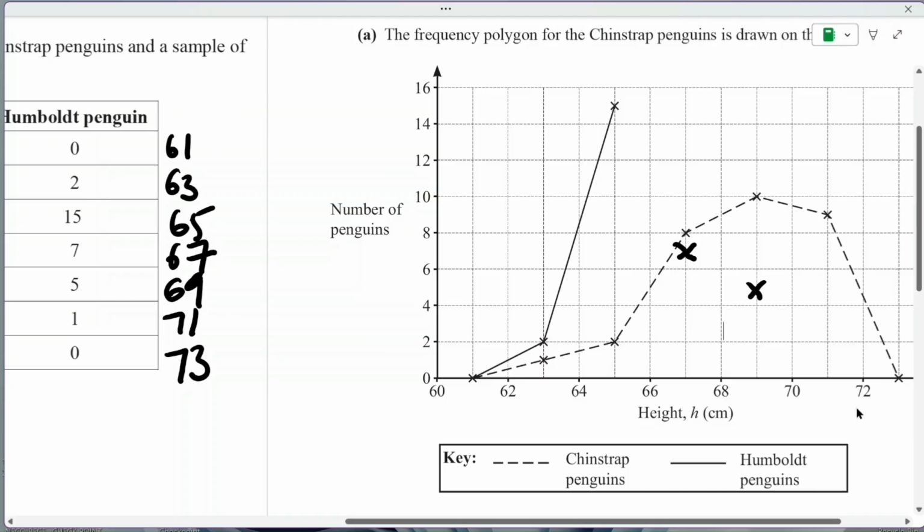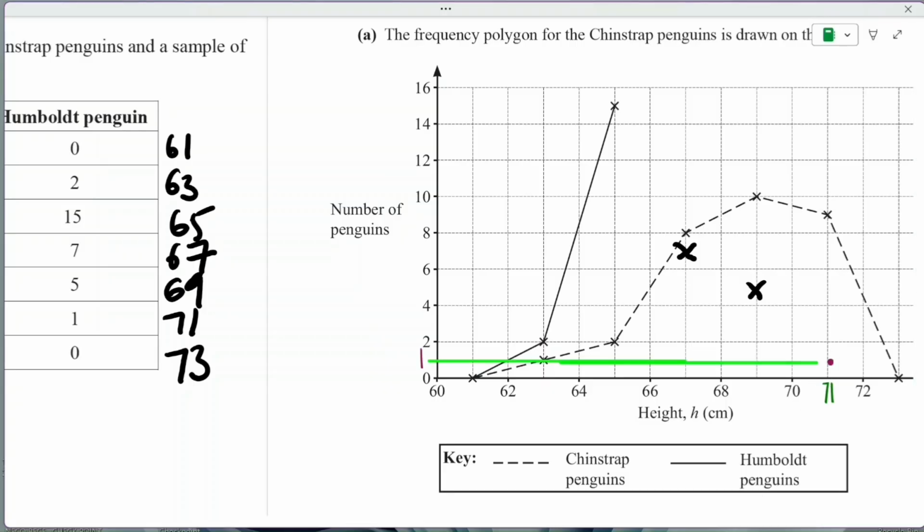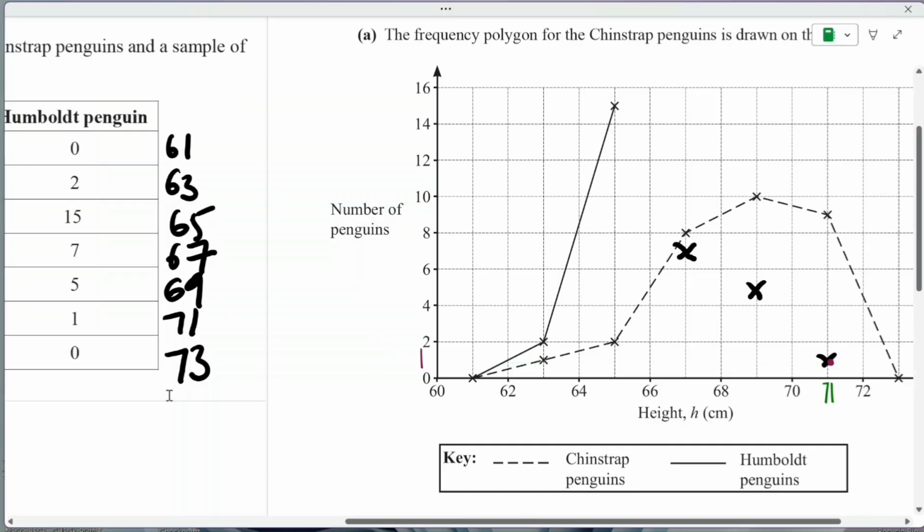In between 70 and 72, you have 71. And it's at 1. This is 0, and this first line is 2. So 1 is in between 0 and 2. So you have it here. Then the last, you have 73 centimeters. For the Humboldt, you have none. So at 73, you mark none, that's 0. You've made all your points.